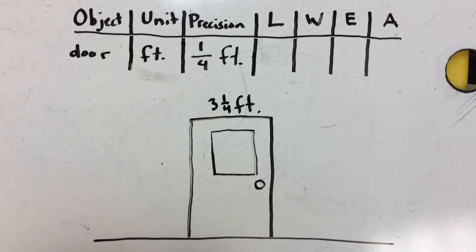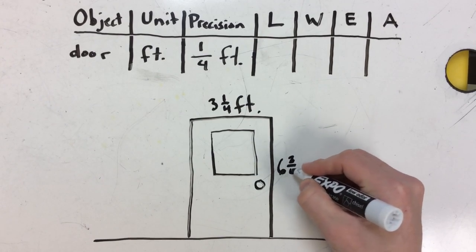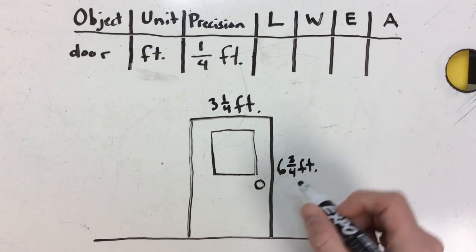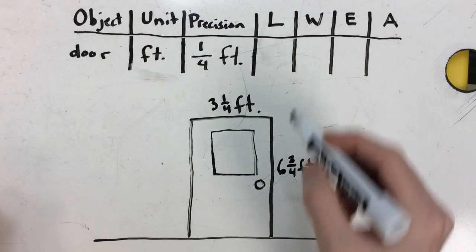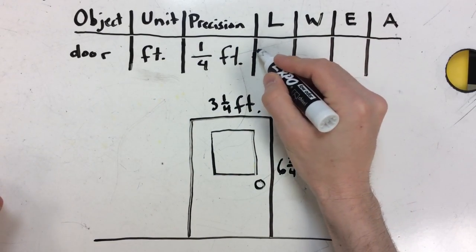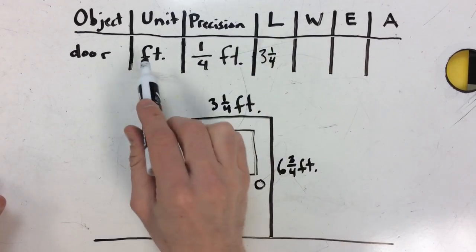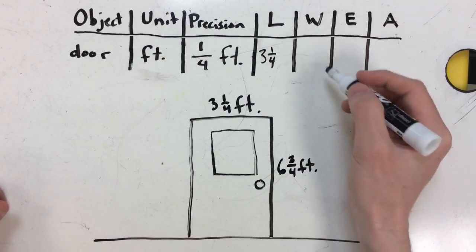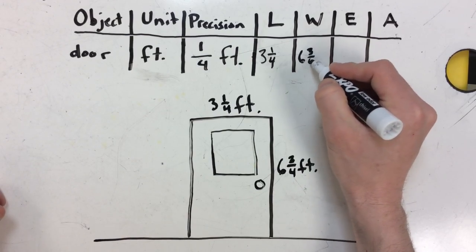The height of the door, on the other hand, was 6 3/4 feet. Again, it wasn't exact, but when we're measuring to the nearest quarter foot, it was closest to 6 3/4. So we take those two measurements and fill them in: our length, 3 1/4. We don't need to put the units because those are named here. The width was 6 3/4.